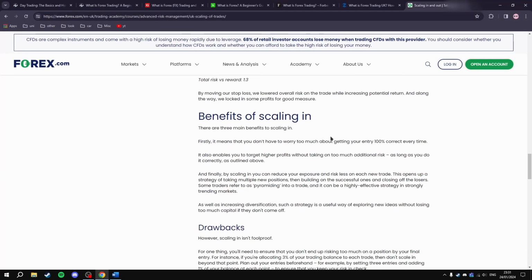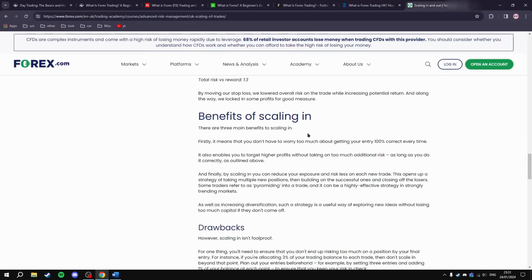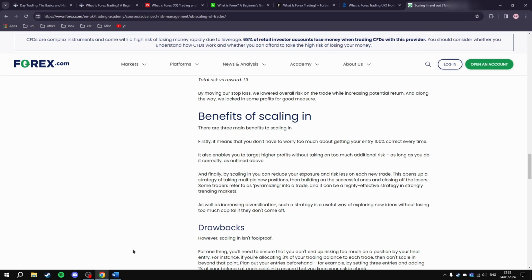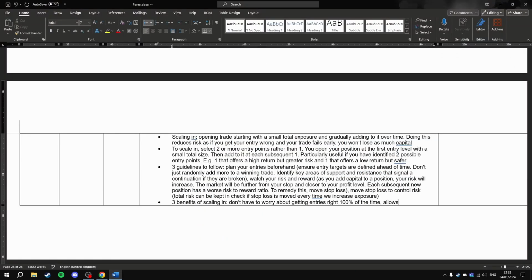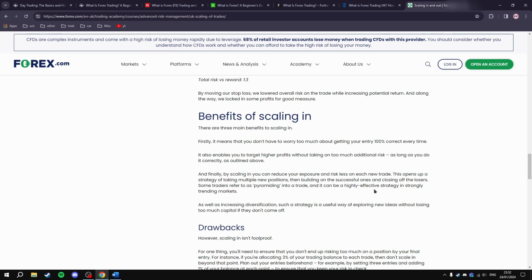Benefits of scaling in. There are three main benefits to scaling in. Firstly, you don't have to worry too much about getting your entry 100% right every time. It also enables you to target higher profits without taking on too much additional risk, as long as you do it correctly as outlined above.